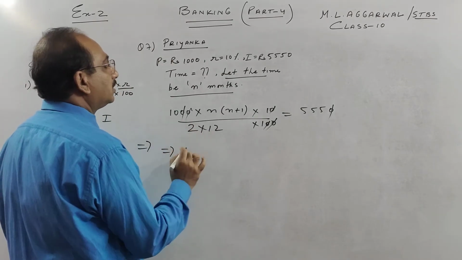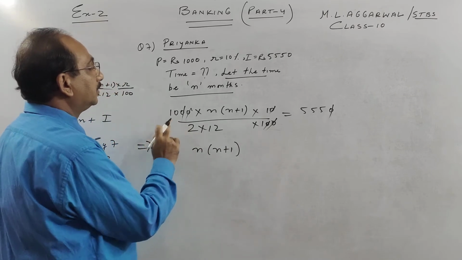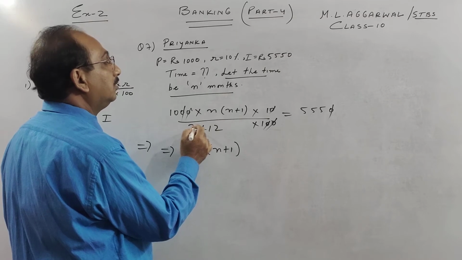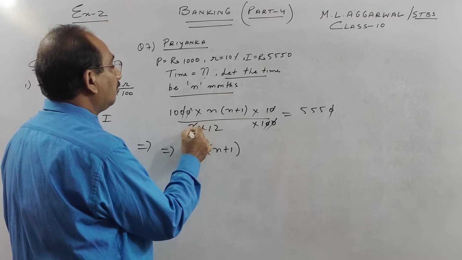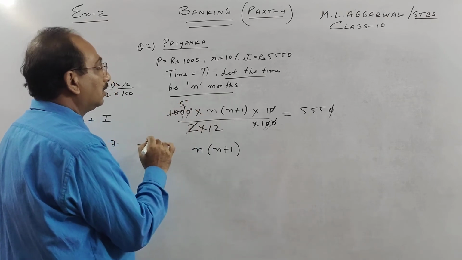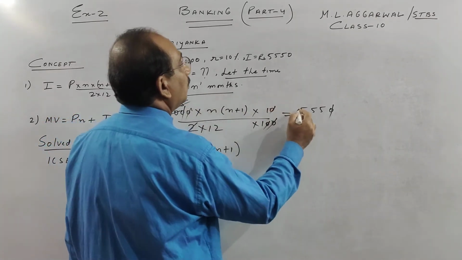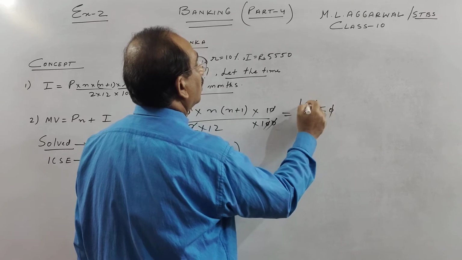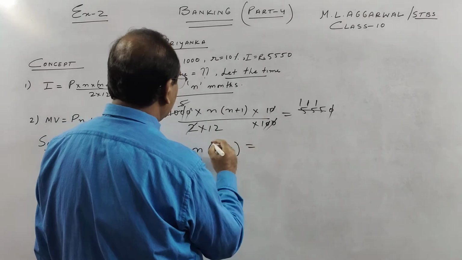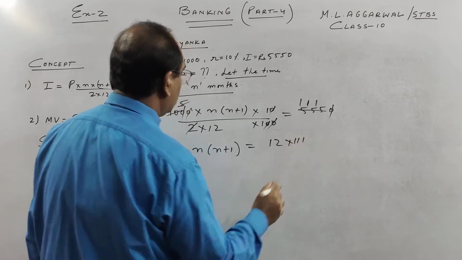So what we are left with, children, see, n plus 1. Here we have 10, and this will go 5 times. And if we cancel with this side, you can cancel because this will go down. You will get 11 and 11. So finally what we are left with, children, is n into n plus 1 is 12 into 11 into 11.